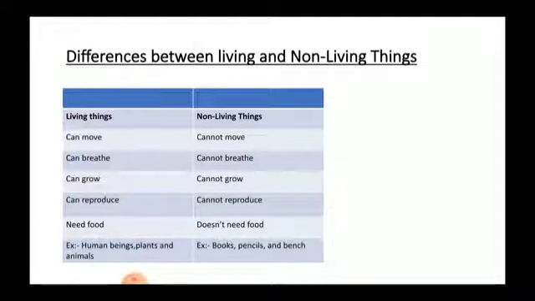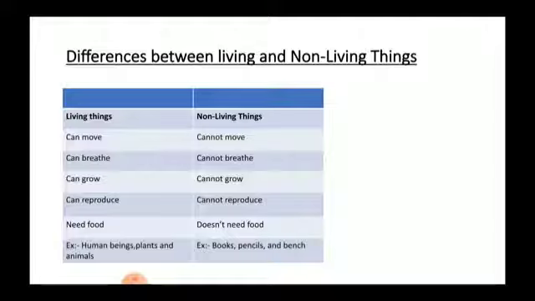Second point would be living things can breathe, non-living things cannot breathe. Third point is living things can grow, non-living things cannot grow. Fourth point, living things can reproduce, non-living things cannot reproduce. Next point is living things need food, whereas non-living things don't require food.